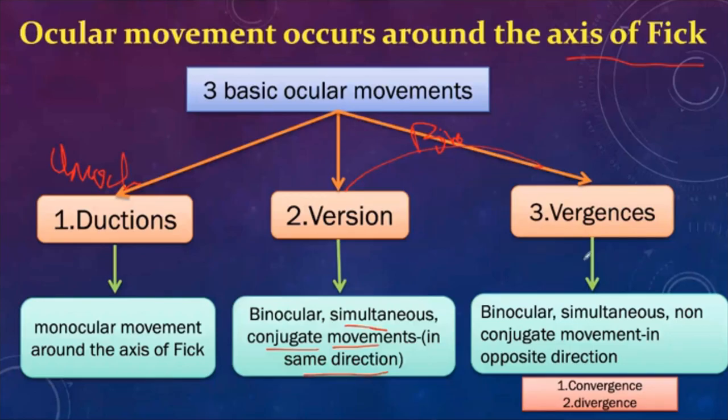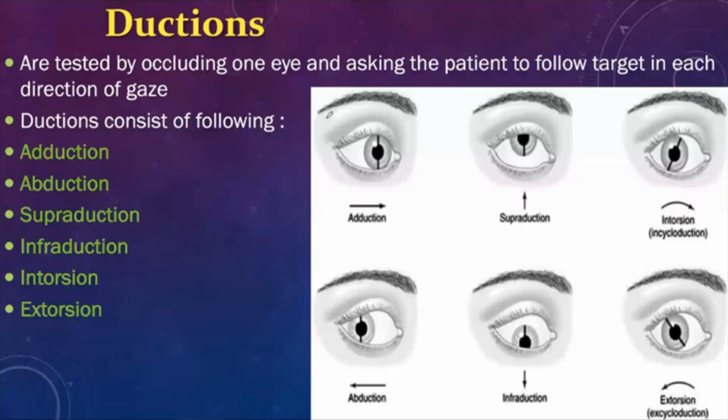Finally, the vergence is again a binocular movement. It is simultaneous, but it is non-conjugate. Here is the difference. It is a non-conjugate movement in the opposite direction, like convergence or divergence. So both eyes look in opposite directions. So starting with the duction. Duction is a movement of one eye. So we just close one eye and test the duction of the other eye.